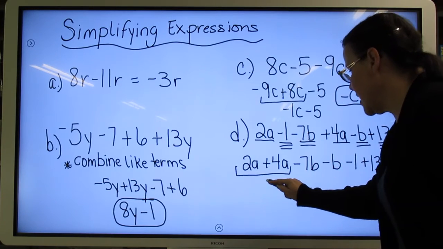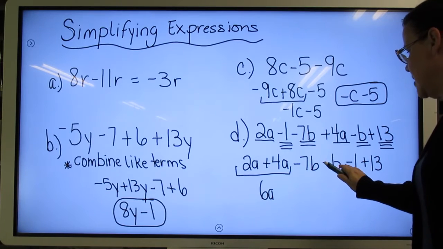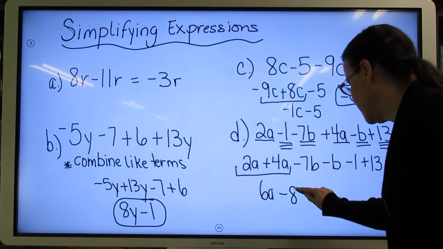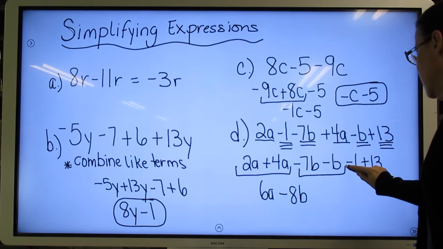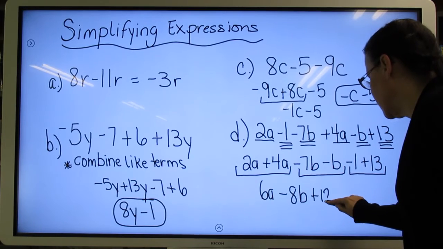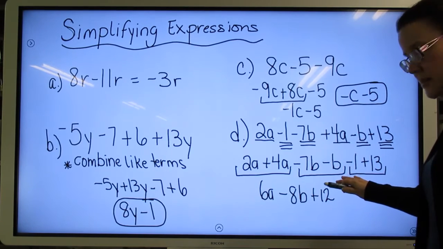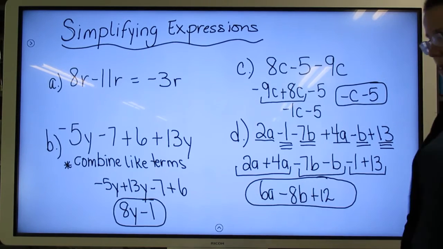2a plus 4a is 6a. Negative 7b minus b is going to be negative 8b. And negative 1 plus 13 is going to be plus 12, the same thing as 13 minus 1. And this would be your final answer for that one.